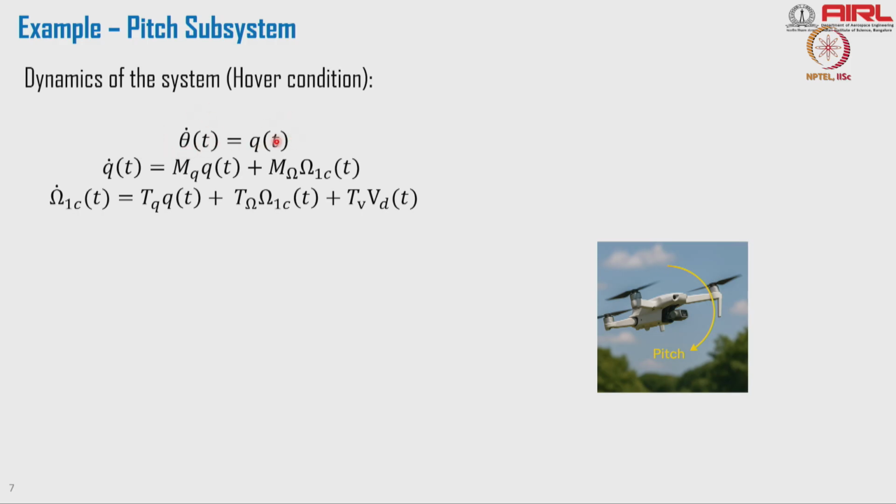In the modeling lecture, we derived the mathematical model, which is of a nonlinear form. By substituting the hover condition, I can linearize the nonlinear equations into linear terms, and that's what I am showing here. The q dot, that's the pitch rate, depends on M_q q(t) plus M_omega1C omega1C(t). Omega1C dot of t is T_q q(t), T_omega1C omega1C(t), and T_VD VD(t). This VD is a differential voltage, that's the input to the system.